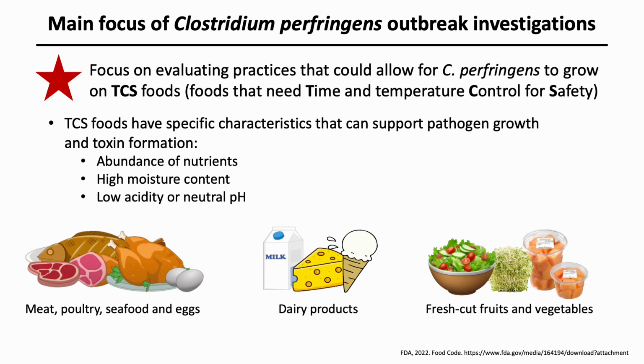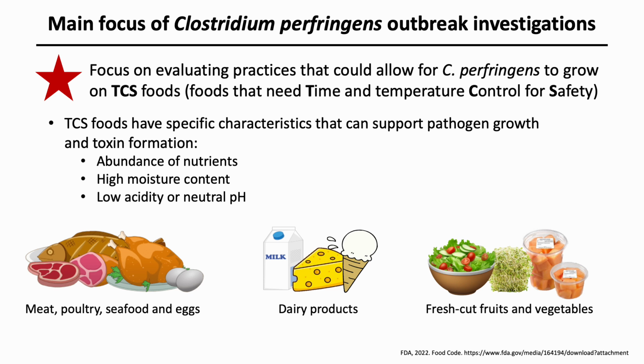More specifically, when investigating C. perfringens outbreaks, efforts should be focused on evaluating practices that could allow for C. perfringens to grow in foods that require time and temperature control for safety, or abbreviated TCS foods. This is particularly important given that for C. perfringens, it is the toxins produced by C. perfringens, rather than the organism itself, that cause foodborne illness.